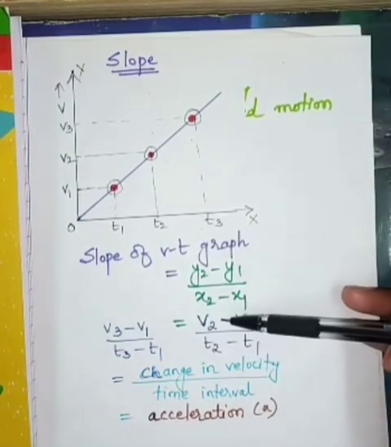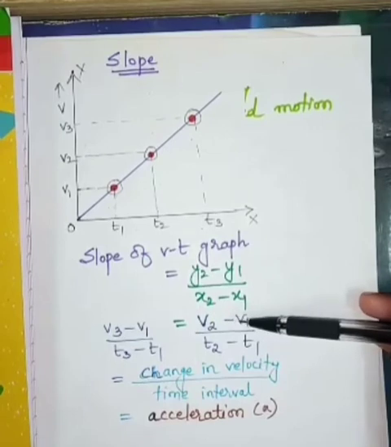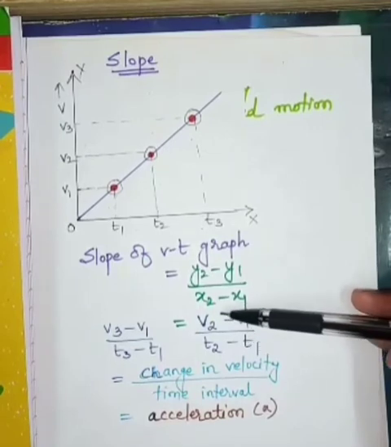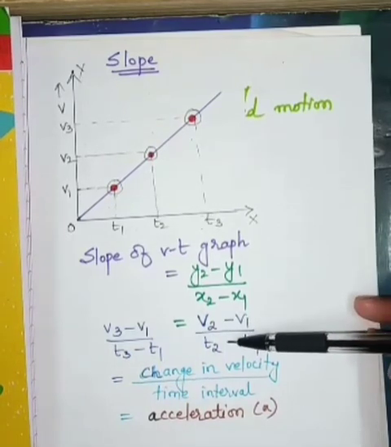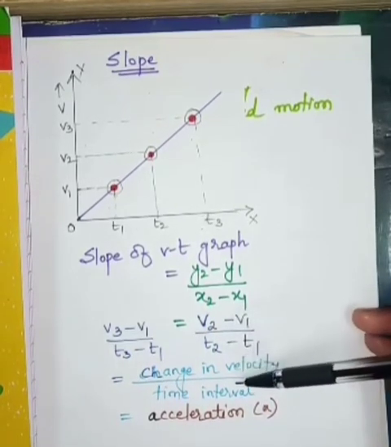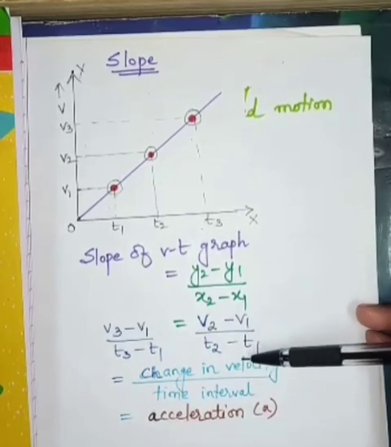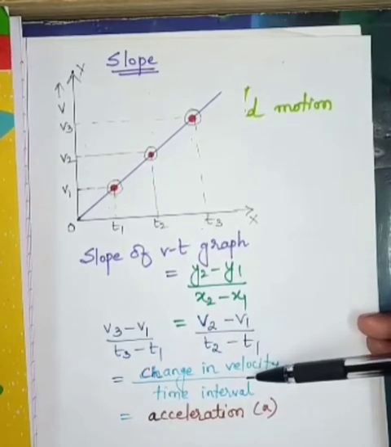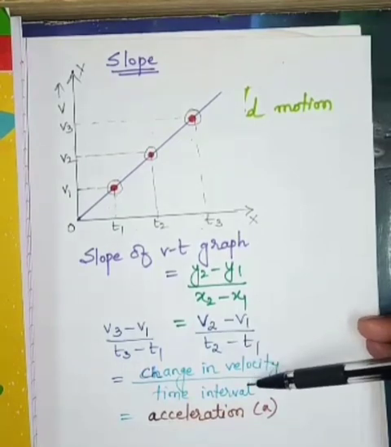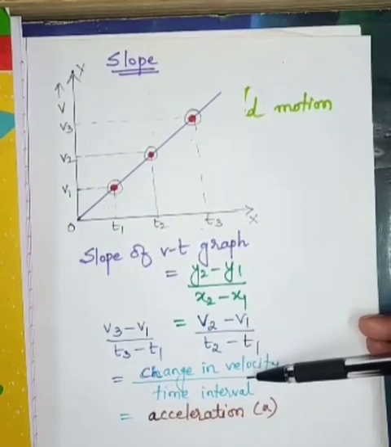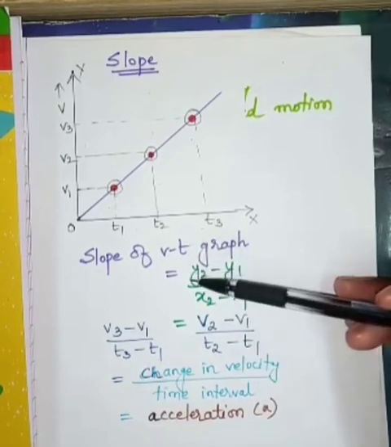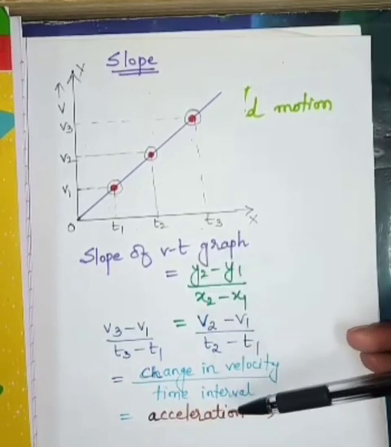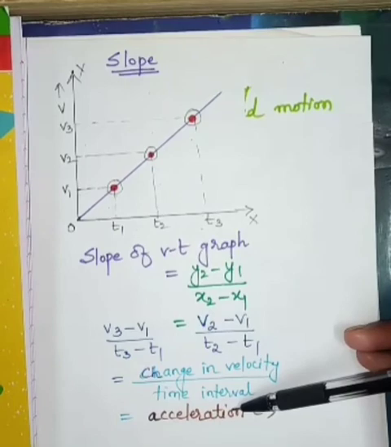Therefore, the equation becomes v2 minus v1 by t2 minus t1. What is v2 minus v1? It is the change in the velocity with respect to the times t1 and t2. That is change in velocity by time interval. And what is change in velocity by time interval? That is the rate of change of velocity. And what is rate of change of velocity? It is acceleration. Therefore, the slope of the VT graph represents the acceleration of the object.